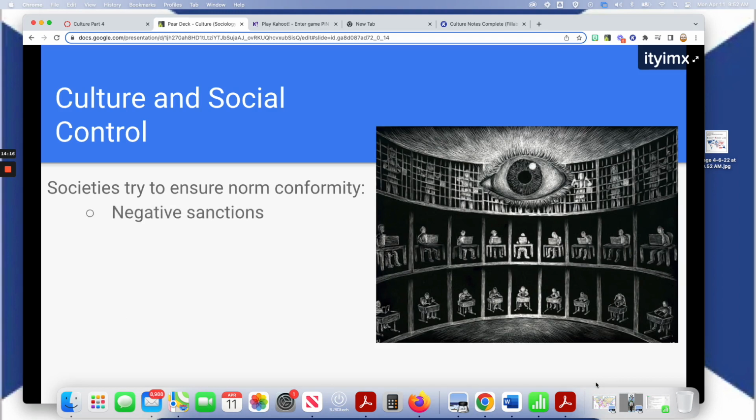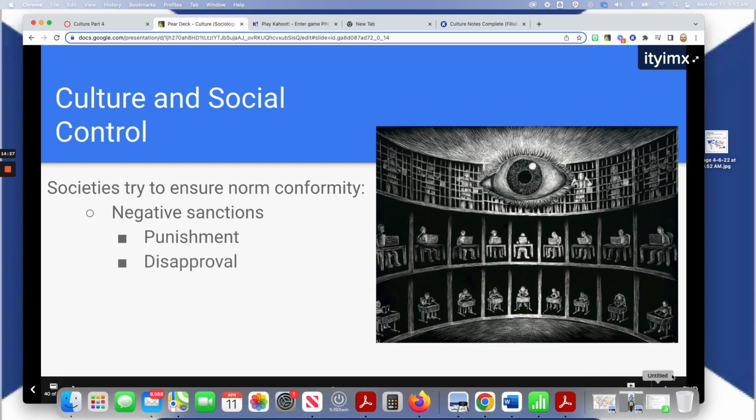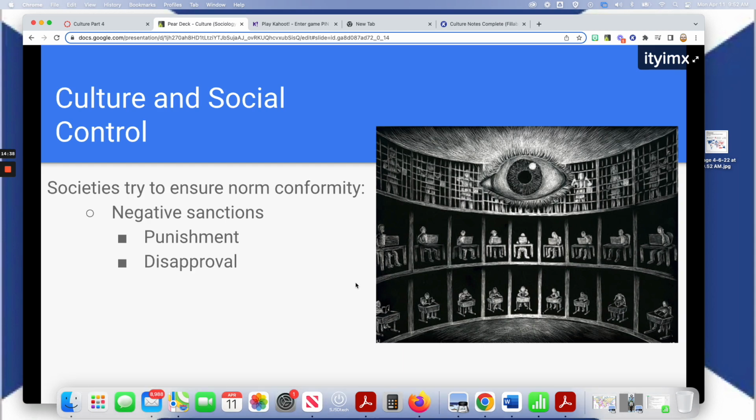But societies also ensure conformity to norms through negative sanctions. Things like punishments. Whether we're talking about the imprisoned inmates here under the supervision of the panopticon. I know that just makes it look really creepy. Disapproval, right? Which again, you guys might be thinking, I'm a teenager, I don't need anybody's approval, I don't care if they don't like the way I do things, but you do, right? You care about somebody's disapproval.